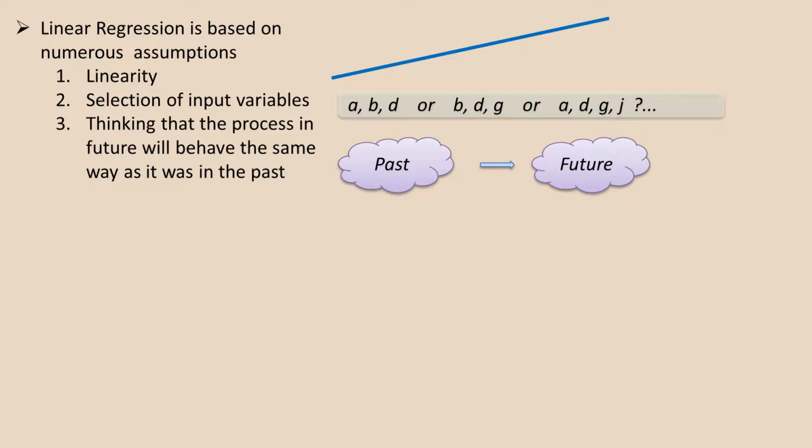And please note, while assumption number 1 is mostly relevant to linear regression, assumptions number 2 and 3 are pretty common and they're actually applicable to any machine learning model. Because in any machine learning model, it is important to have a correct choice of input variables, and any machine learning model or method relies on the assumption that the system will behave in the future the same way as it did in the past. And this last problem is probably the most difficult and fundamental one.